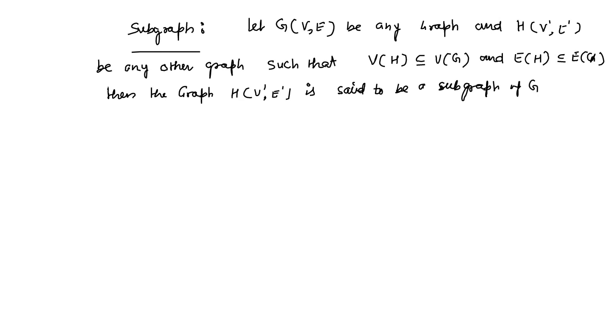So here we can say that if we use the vertices of graph G as V and vertices of graph H as V', then V' is always a subset of V, and the edges of H, E', are also a subset of E. So for any subgraph, the vertices of H is a subset of vertices of G, and edges of H is a subset of edges of G.